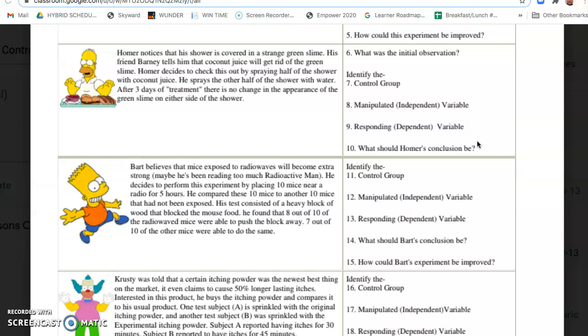Number 14. What should Bart's conclusion be? One group got 8 and the other group got 7. I don't know if we can really come up with a strong conclusion on this one.